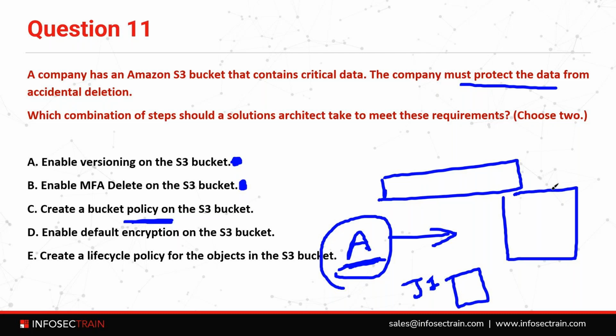Even if versioning is enabled in this case, what can happen? If you delete the file, it goes to a kind of temporary recycle bin, from which you can extract it back. Fine. So this is not the one. Default encryption: encryption will protect you from unauthorized access, but it will not protect you from any kind of deletion. Okay, that's the thing. And here it says to create a lifecycle policy for the objects in the S3 bucket. No lifecycle policy. We are not talking about lifecycle policy. We are talking about protection in this case. So this is what we have.